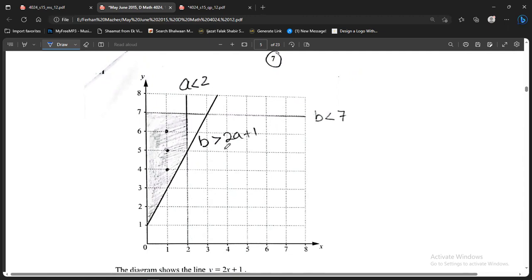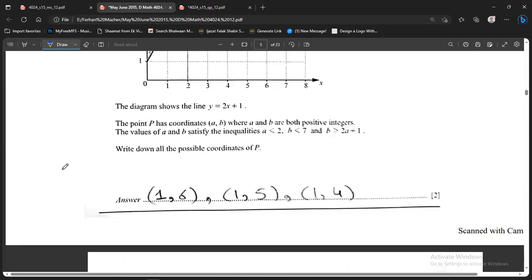And in this line, y is greater than 2x plus 1. Because the crocodile's mouth is towards y, that means the area is above this line. So you have to remain above this line. So the shaded area between these lines is this one, which I have already shaded.